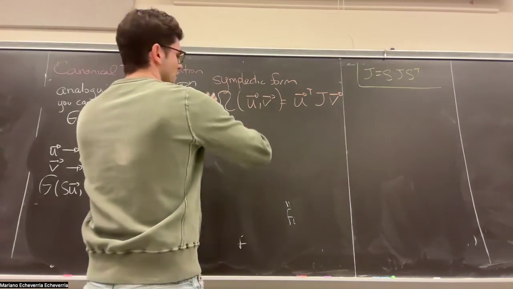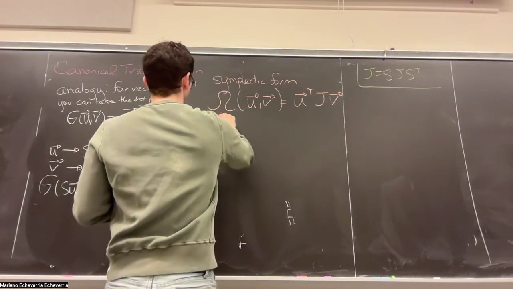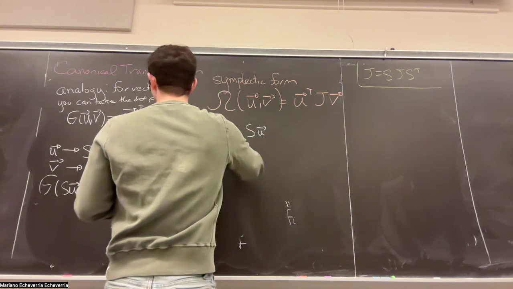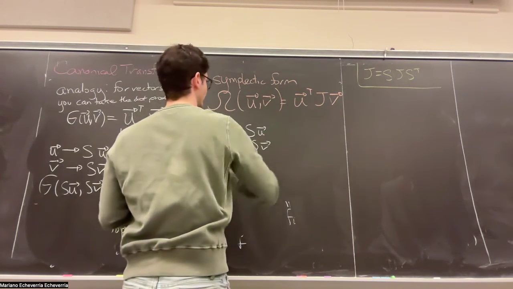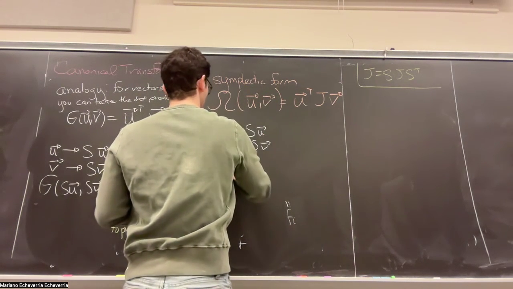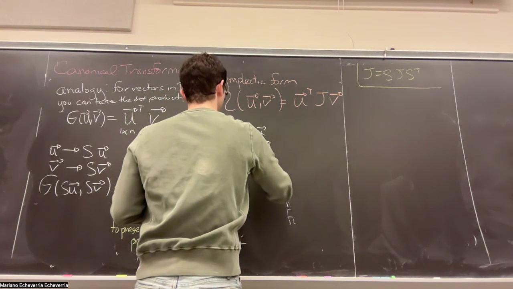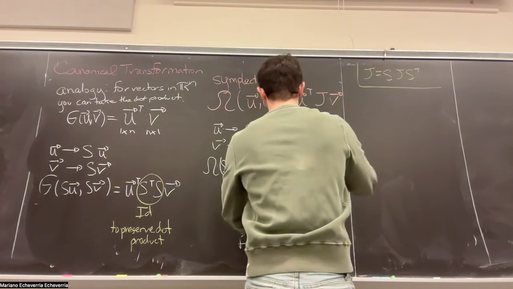But for now, you somehow just define this for whatever reason, and then again, you can ask the same thing: what if you change U into S times U and V into S times V? What happens with the expression of omega here? You get omega of SU, SV.